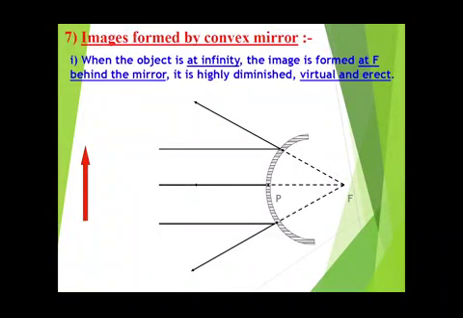Students, today we are going to study about image formation by convex mirror. So here the first case is when the object is at infinity. As in the case of concave mirror, the same thing happens here in the convex mirror also. When the object is at infinity, the image formation occurs at the focus. But since the convex mirror is used here, this image formation will take place behind the mirror. The image thus formed will be highly diminished, it will be virtual and it will be erect.